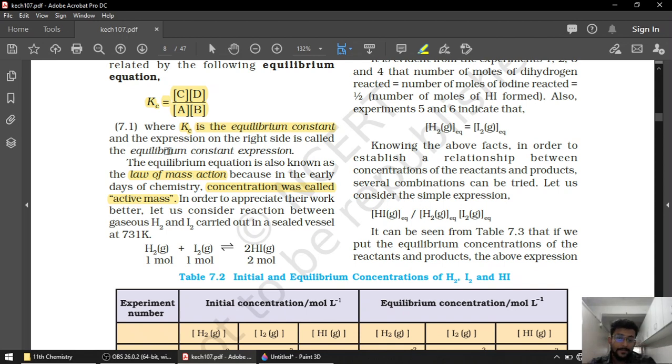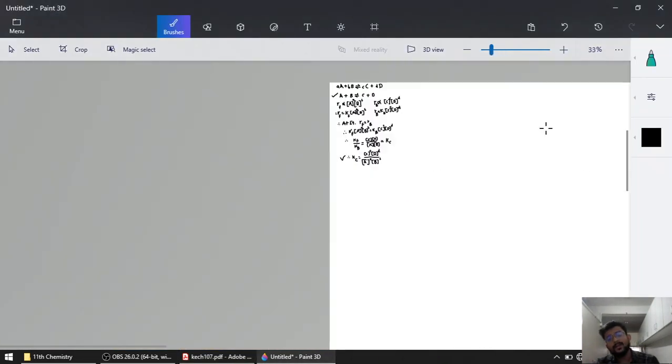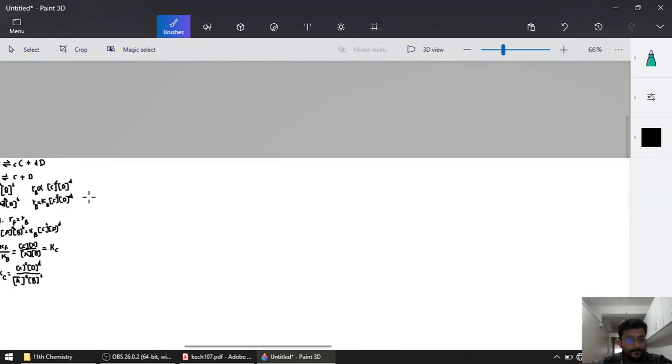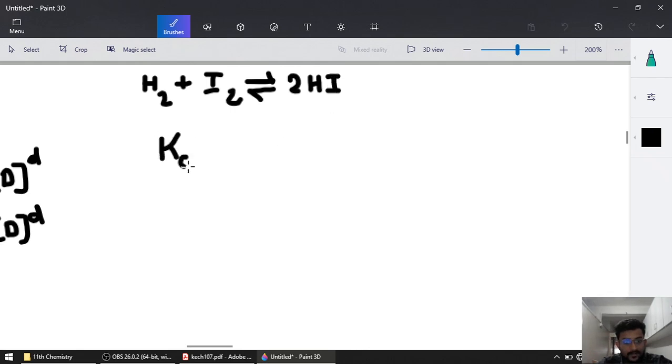In order to appreciate their work better, let us consider a reaction between gaseous H2 and I2. They have taken one reaction, H2 plus I2. Let's calculate this. So H2 plus I2 gives 2HI. Now use the Kc formula. So what will be the Kc for this reaction?